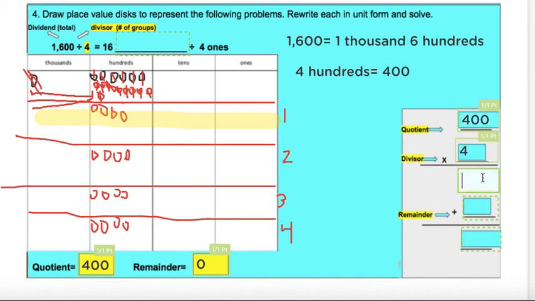400 times 4. 4 times 4 is 16. We add 2 more zeros. We have 1,600 plus a remainder of 0. We get 1,600. So that means that 1,600 is the same thing as saying 16. When we unbundled, how many hundreds do we have all together? Yeah, 16. So that means that 1,600 is the same thing as saying 16 hundreds.